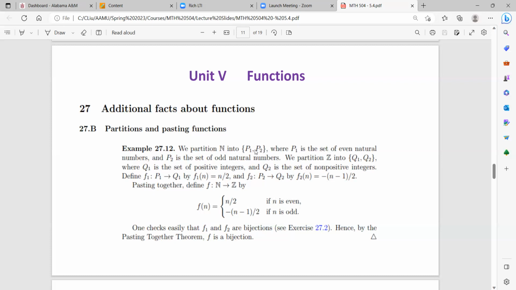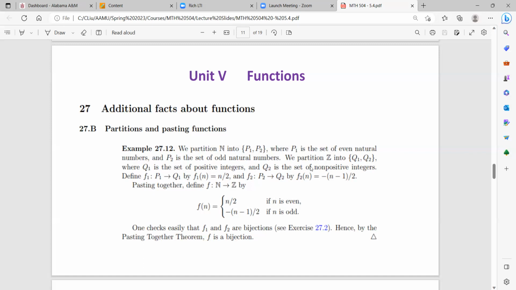Well, this P1, P2 is a partition of N. The union of the two is the set of natural numbers. They are not empty, and their intersection is empty. Same for Q1 and Q2: they are not empty, and the union of Q1 and Q2 is the integers. Q1 is the positive integers, Q2 is the non-positive integers. So that makes the integers if you union them, and obviously the intersection of them is also empty.